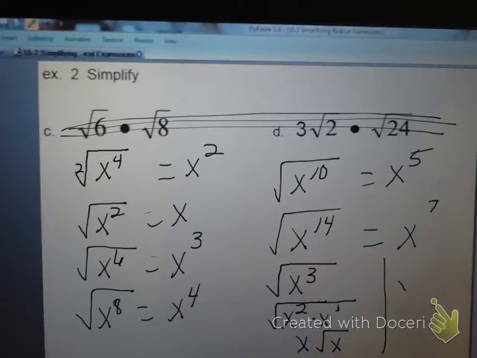So another example would be x to the 7th. We have to break that down to x to the 6 times x to the 1 power. The square root of x to the 6 is x to the 3rd. Cannot take the square root of x, so it stays inside the radical.